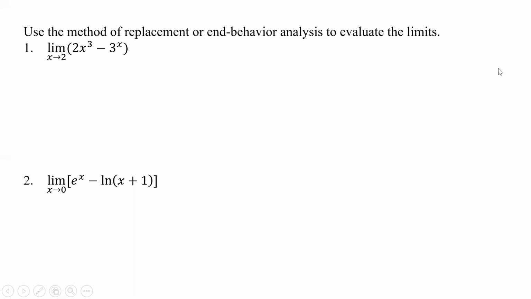All right, so the first set of questions says use the method of replacement or in behavior analysis to evaluate the limits. That means we're just going to plug in 2 in place of the x. So when we do that, we're going to have 2 times 2 to the third minus 3 squared. Well, 2 to the third is 2 times 2 times 2, and so that's going to be 16 minus 9, because that's 3 squared, and that's just going to give us a nice even 7. Okay, and so that would be this limit.